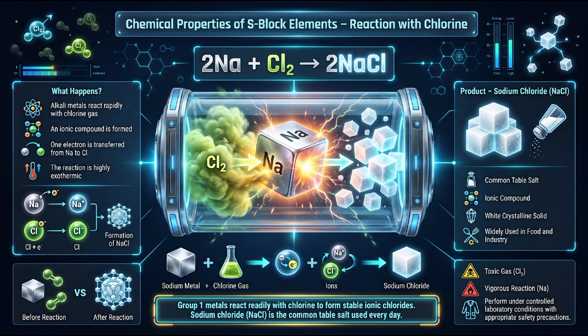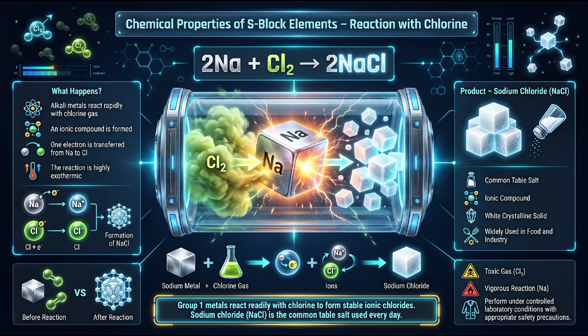Instead, millions of sodium ions and chloride ions arrange themselves into a regular three-dimensional ionic crystal lattice. In this structure, every sodium ion is surrounded by chloride ions, and every chloride ion is surrounded by sodium ions. This arrangement maximizes the attractive forces between opposite charges while minimizing repulsive forces. The formation of this crystal lattice releases a large amount of energy, making the reaction highly exothermic. The image specifically states that the reaction is highly exothermic.